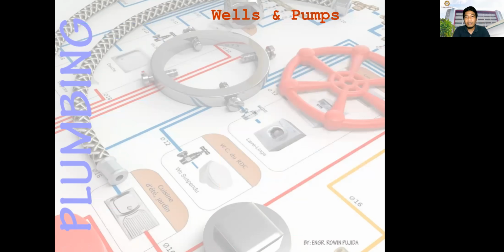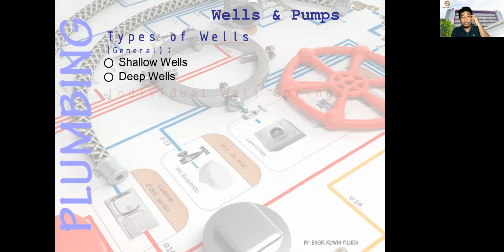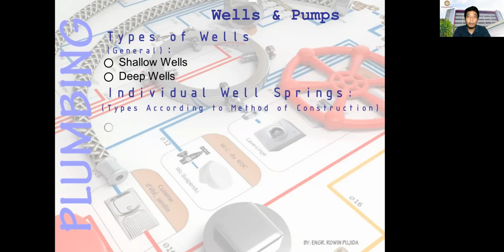So let's have wells and pumps. Okay, so there are types of wells. In general, you have shallow and deep. For individual wells, you have individual well, spring. So there are types according to method of construction. You have dug.